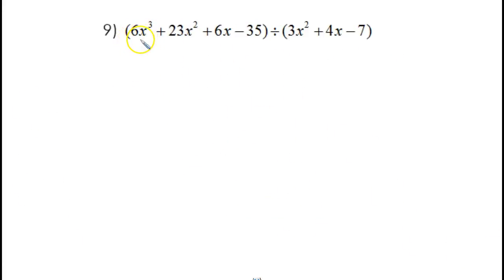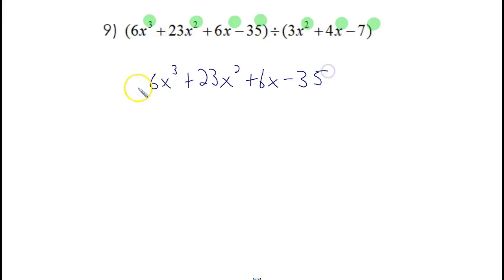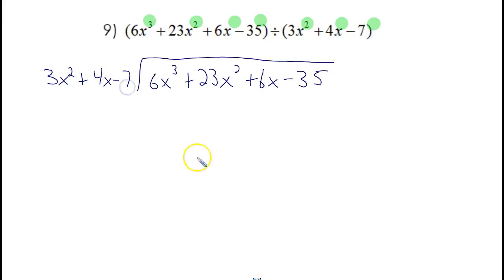Number 9 is a little different because we are dividing by a trinomial instead of a binomial, but the process is going to be exactly the same. Okay, so I start with my countdown. That's the important first step now that I have to remember. 3, 2, 1, 0. That one's good. 2, 1, 0. Both of them have all of the terms, so I don't need any placeholders, and I just set up my division problem. So I've got 6x cubed plus 23x squared plus 6x minus 35, and I will be dividing by 3x squared plus 4x minus 7.